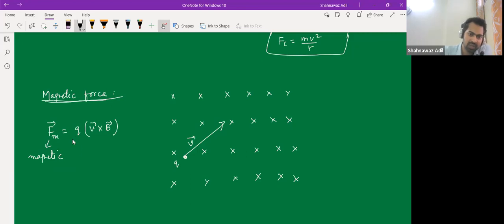So if I ask you guys what is the angle between force and velocity, can you tell? Guys, what is the angle between force and velocity? Magnetic force and velocity. What is the angle between magnetic force and velocity?